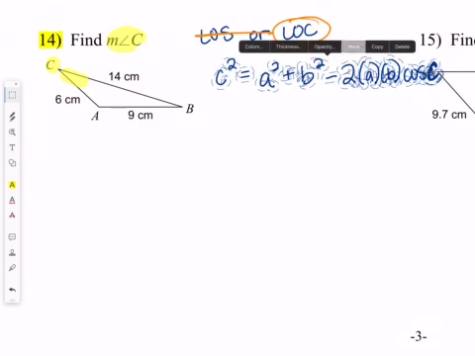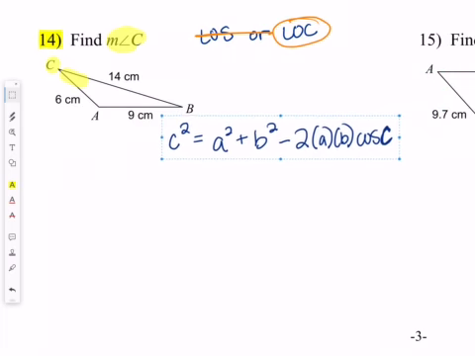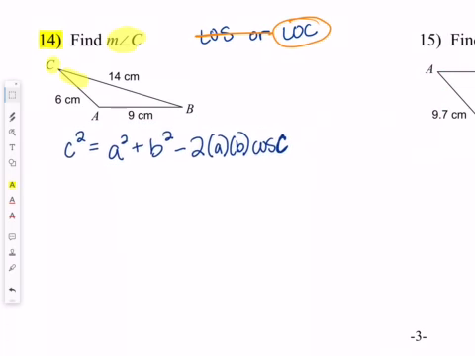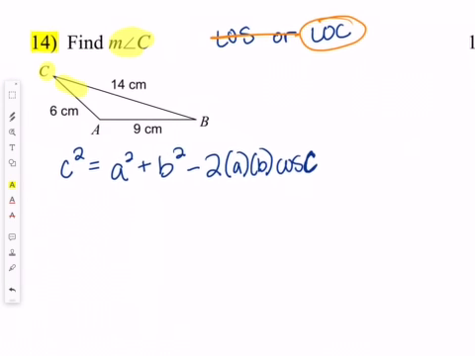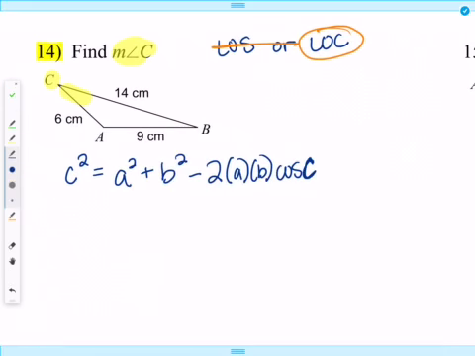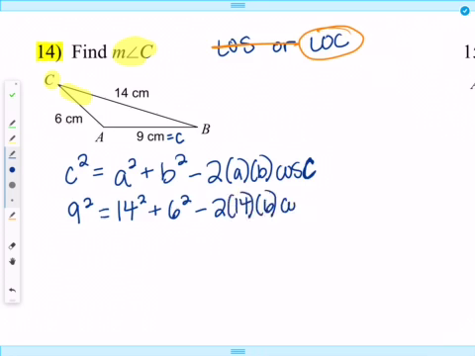And of course, these always take up a lot of space, so I'm going to move this down here so I have a little more space to work with. Okay, so now I just want to plug into that formula. Of course, our C is the one that's across from angle C, side C. So that'd be 9. So I'm going to plug in 9 squared equals, our A squared is 14, so 14 squared plus B squared is 6 squared minus 2 times, then we use that 14 and 6, cosine of, angle C is what we're trying to find. So this is our variable right here that we want to solve for.